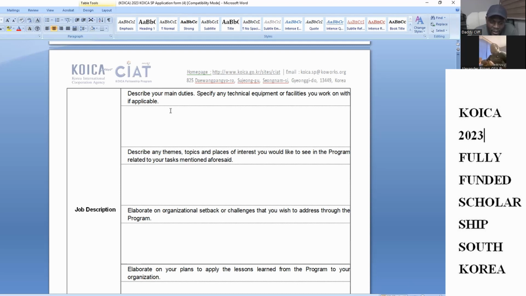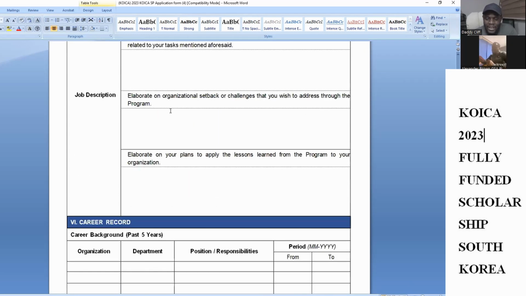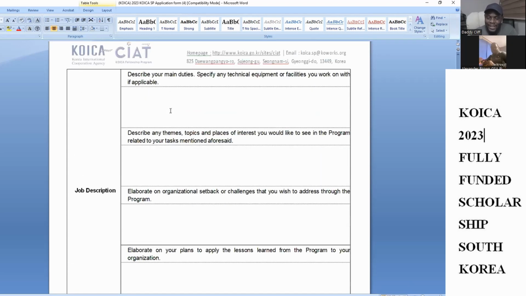You can see that the space given there might be too small, but I would suggest that you state everything that you do at your workplace. You put everything there. What if it causes the page to go down? If it causes it to go down, yes, it will, but you still need to put it there. The next one says describe any themes, topics, places of interest you would like to see in the program related to your task mentioned.